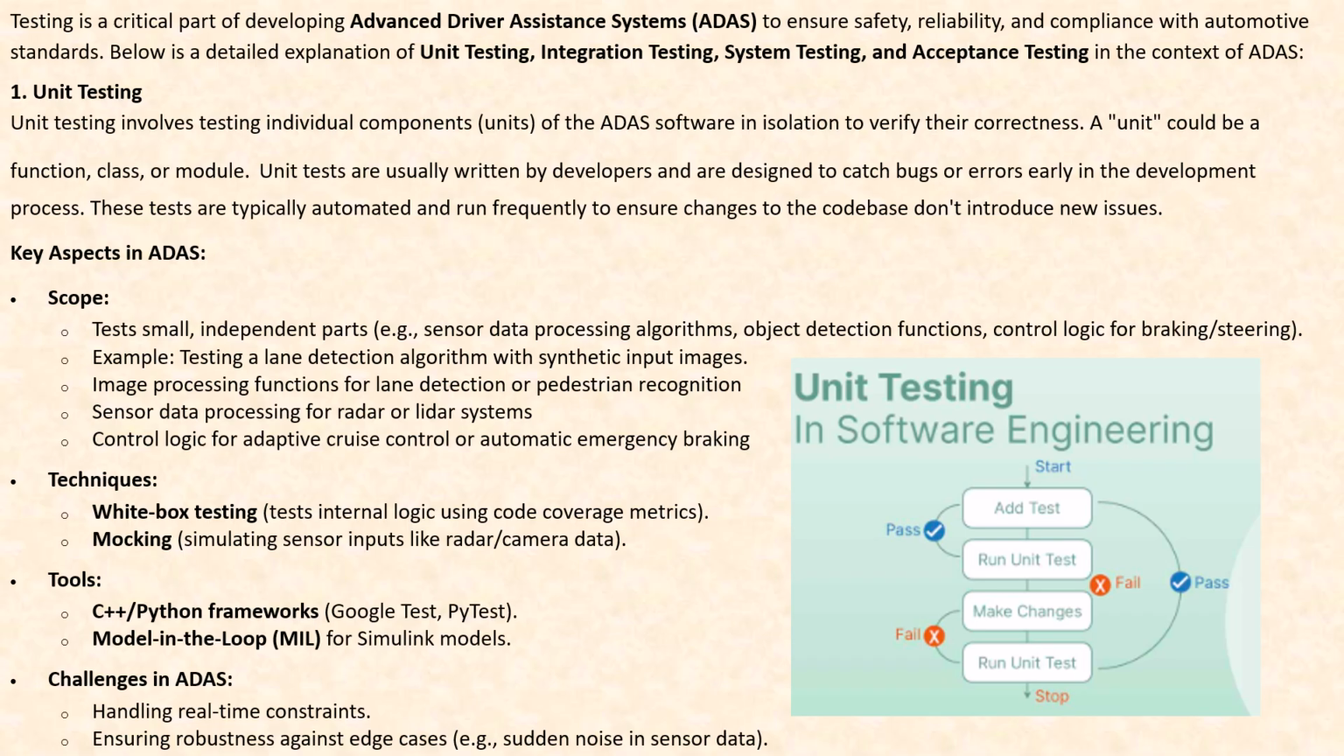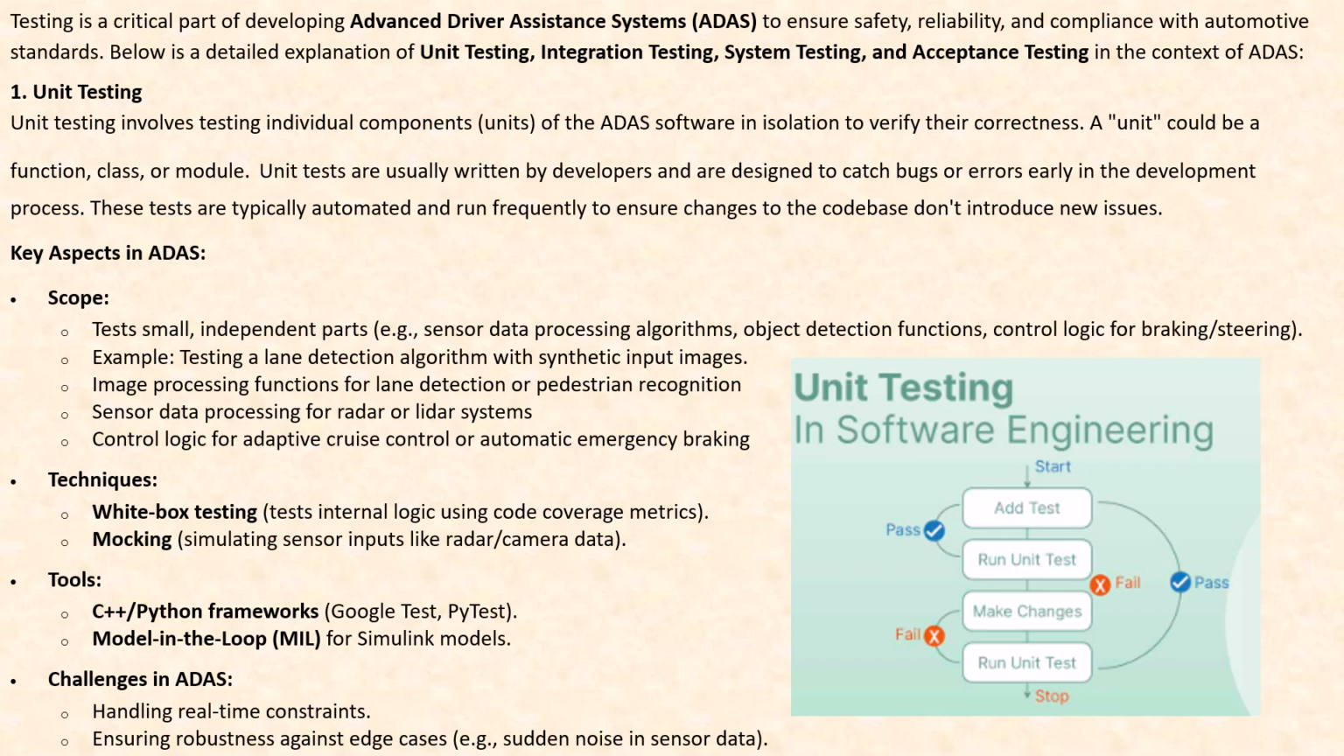Testing is a critical part of the advanced driver assistance system to ensure safety, reliability and compliance with automotive standards. So testing majorly is done to ensure whether the functionality is meeting and complying with the automotive standards. There are majorly four types of testing: unit testing, integration testing, system testing and acceptance testing. Now let's see the scope and techniques which are used in all the types of before mentioned testing.